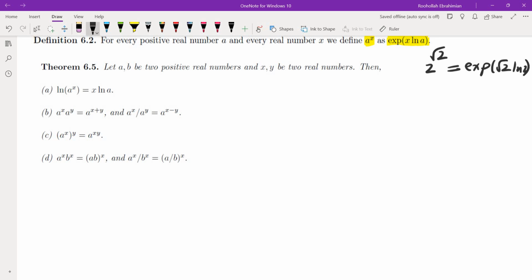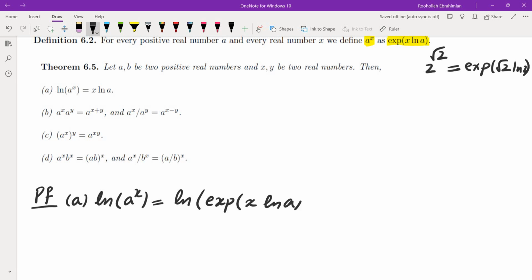So if you look at natural log of a to the x, that is in fact x natural log of a. So that's one of the properties of natural log that we proved. And the reason is, if you look at natural log of a to the x, by definition, a to the x is exp of x natural log of a. And natural log and exp are inverse functions. So that's exactly just x natural log of a.